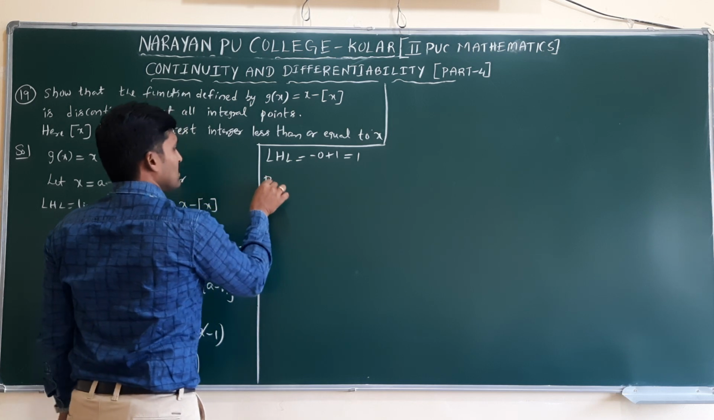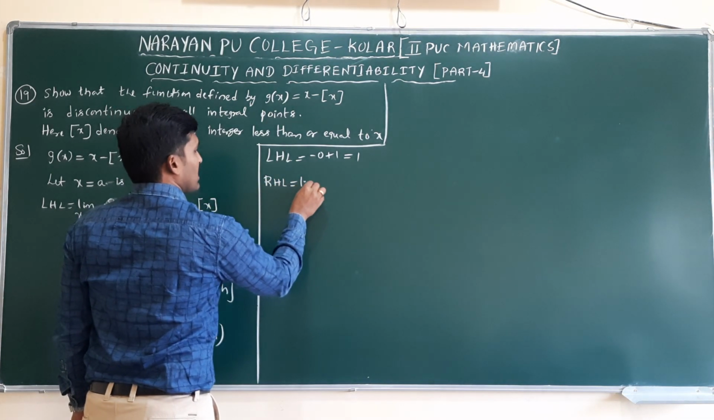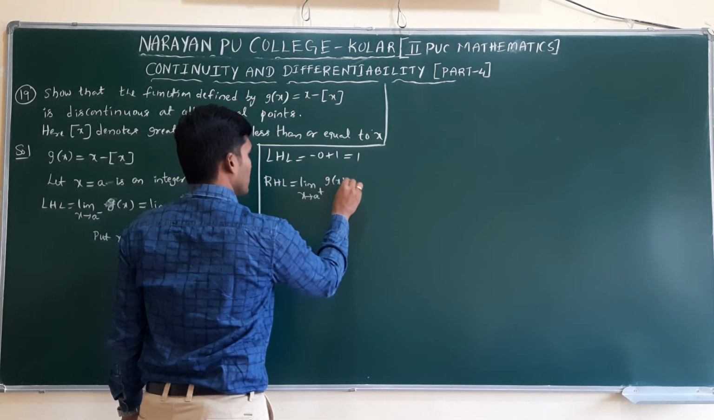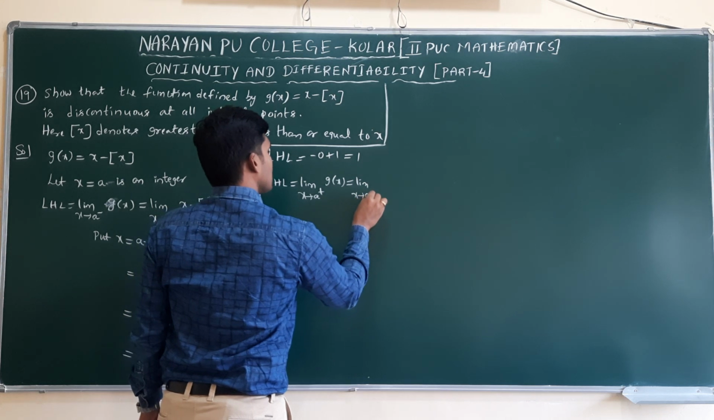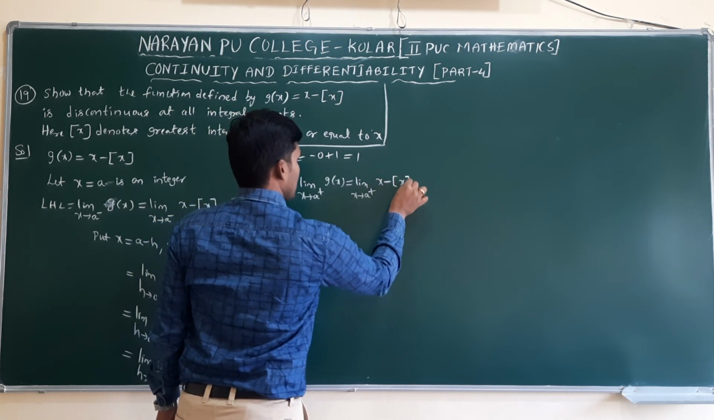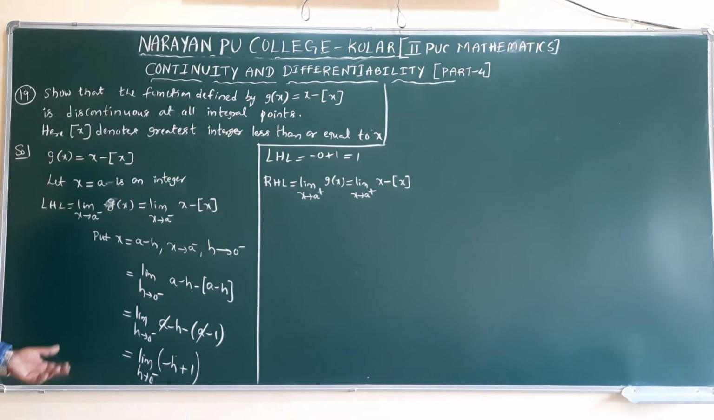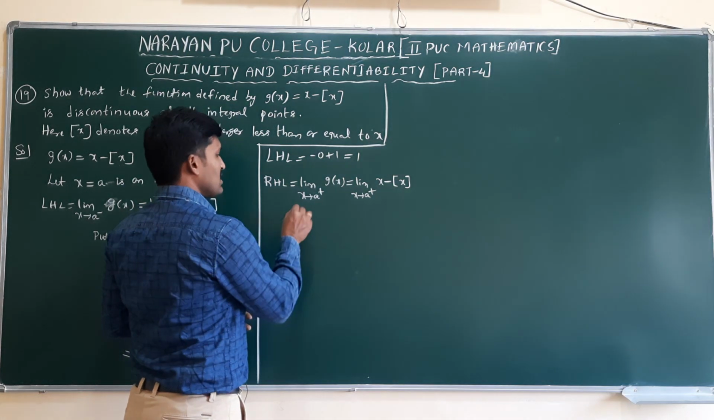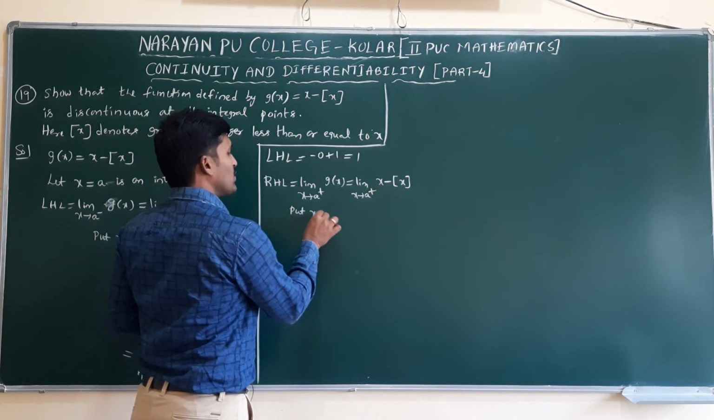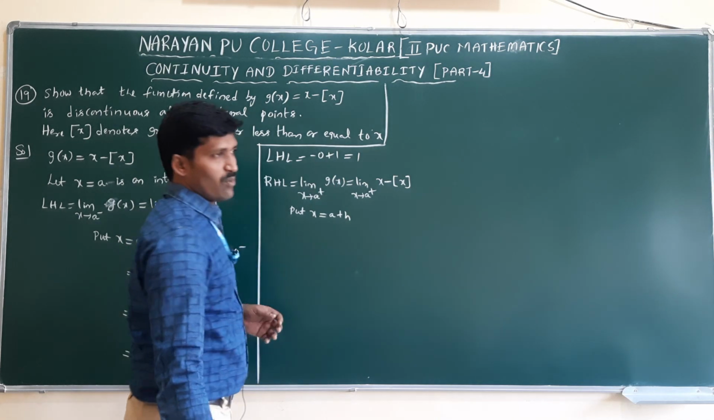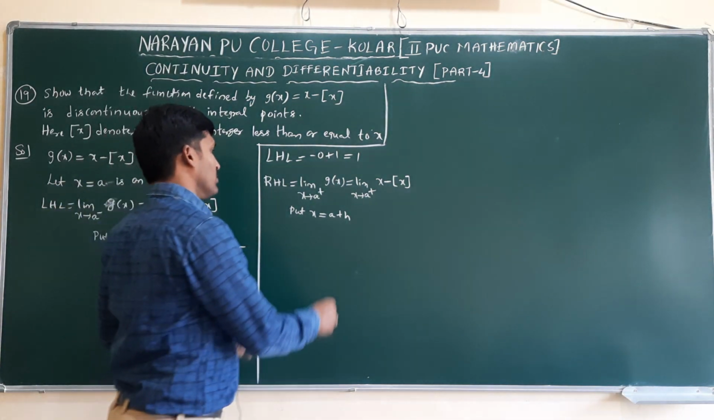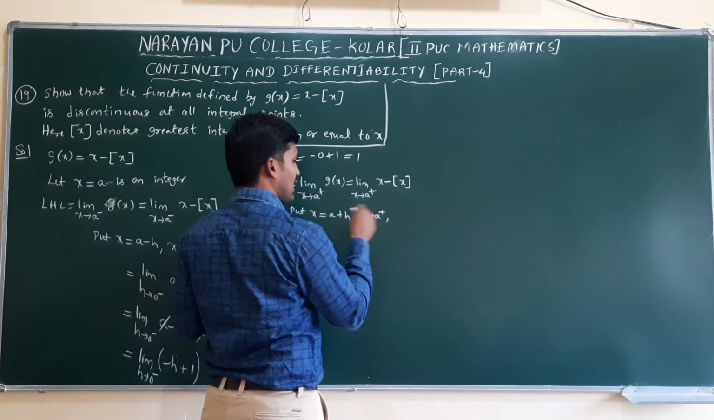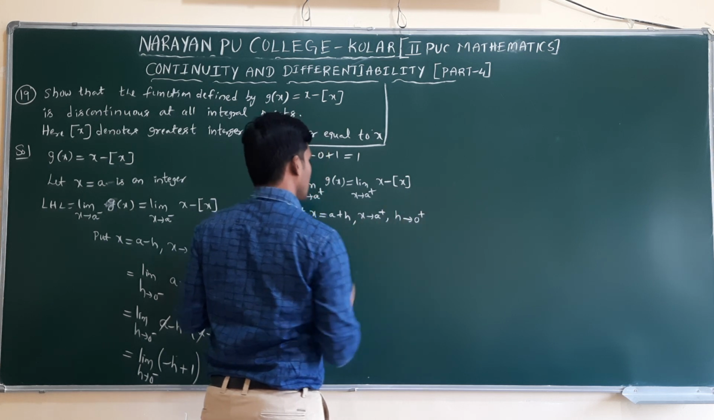Coming to the RHL, right hand limit. For the right hand limit what will you take? Limit x tends to a plus of g of x, which is x minus [x]. If these two values are equal we can say that it is continuous, otherwise discontinuous. For the RHL we need to replace x value by a plus h. h is the smallest positive number, always tending to 0. Now x tends to a plus means x value a cancels, h tends to 0.